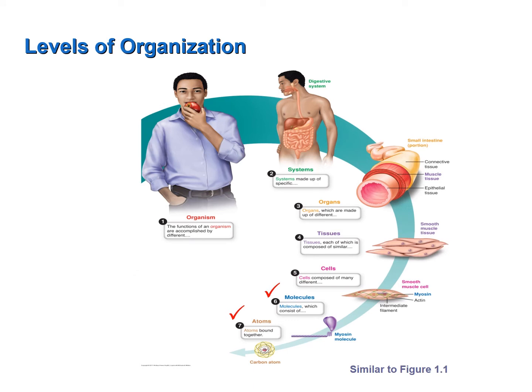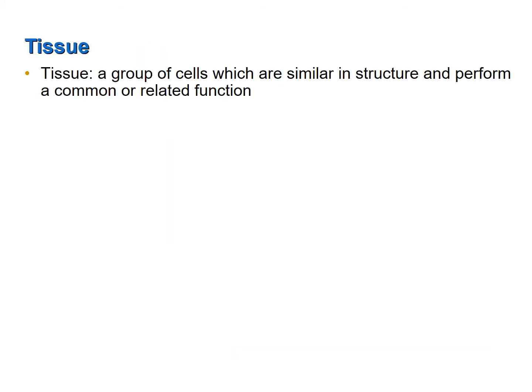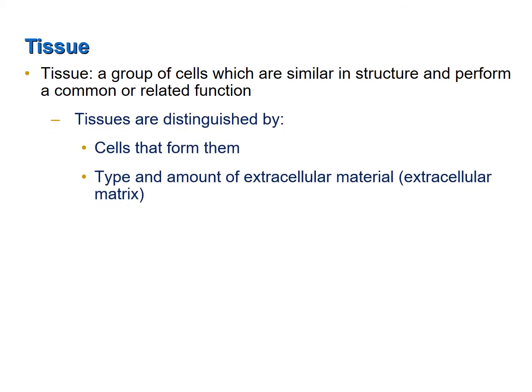Now that you have a good understanding of the form and function of cells, we will now turn to the next level of organization of the human body, the tissues. A tissue is a group of cells which are similar in structure that perform a common or related function. What distinguishes one tissue from another are the cells that form the tissue and the type and the amount of extracellular material lying outside of the cells.